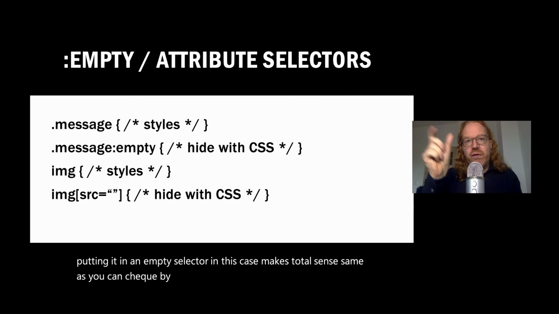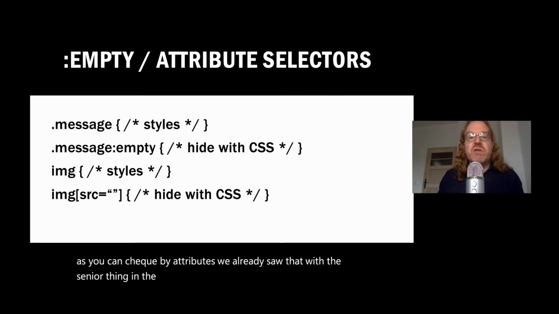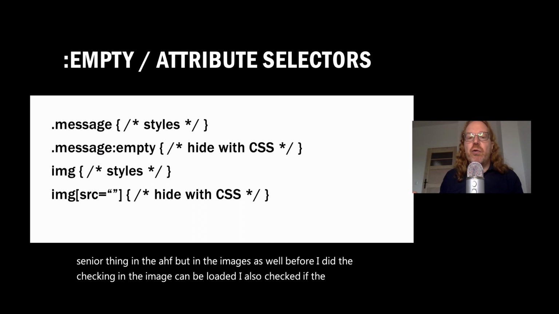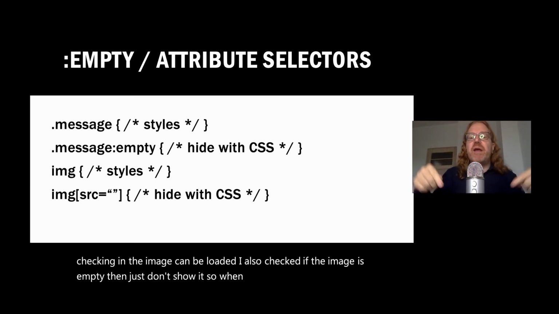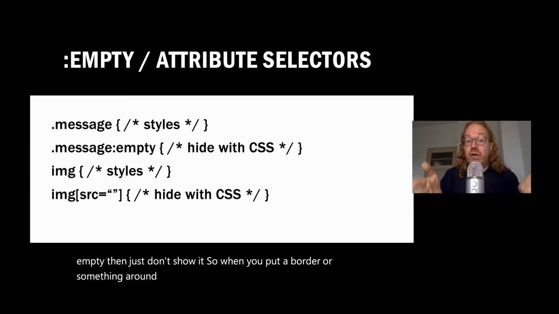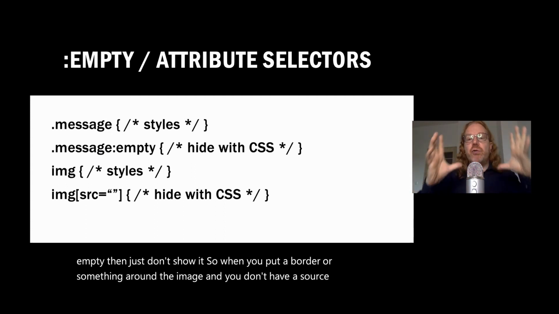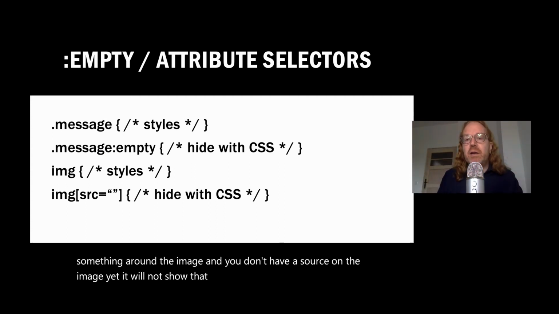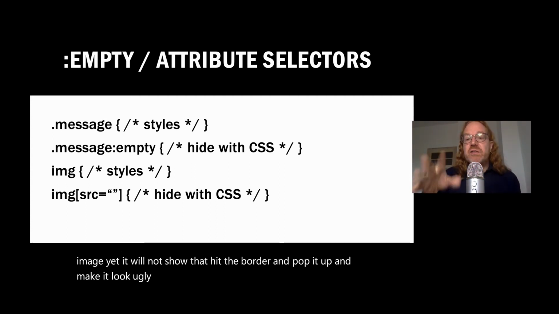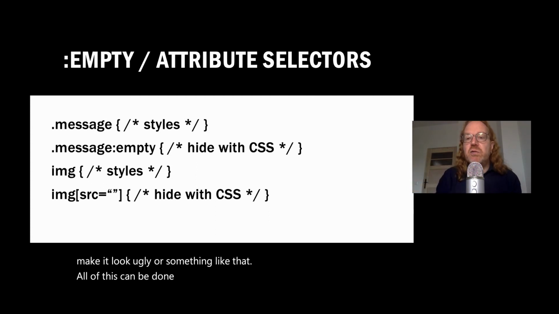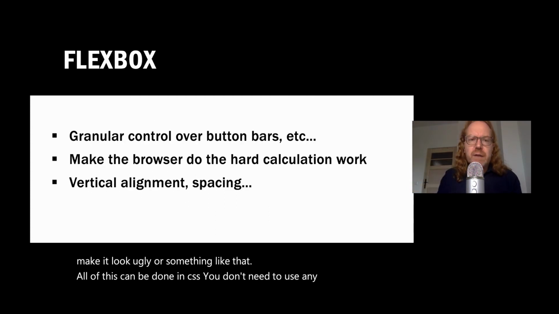We already saw that with the href thing, but in the images as well. Before I did the checking if the image can be loaded, I also checked if the image is empty, then just don't show it. So when you put a border or something around the image and you don't have a source on the image yet, it will not show that empty border and pop up and make it look ugly or something like that. All of this can be done in CSS. You don't need to use any JavaScript for that.